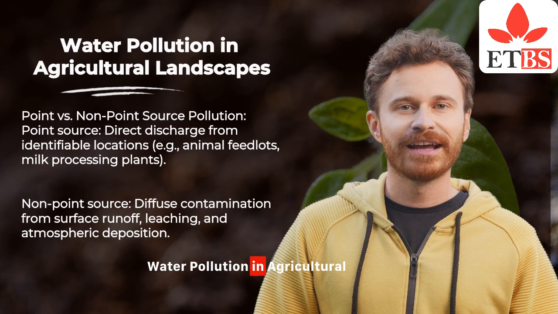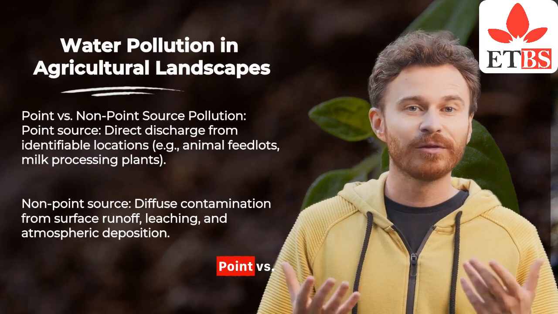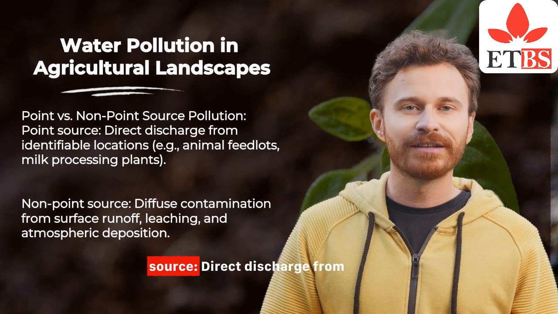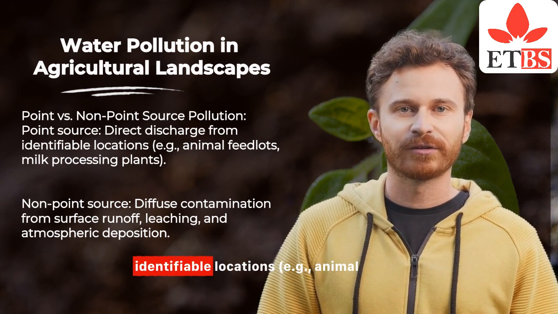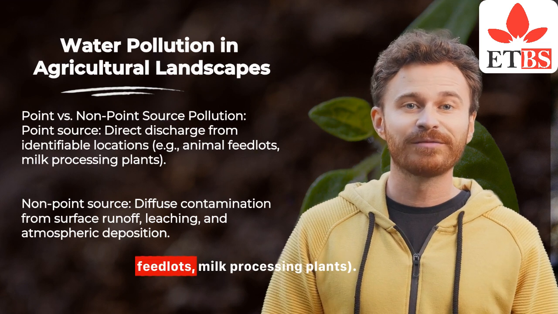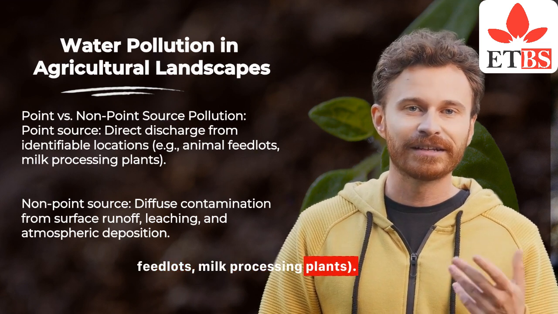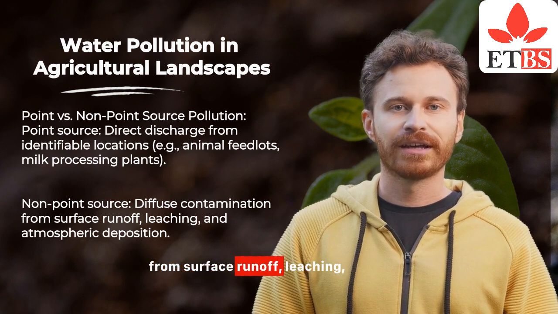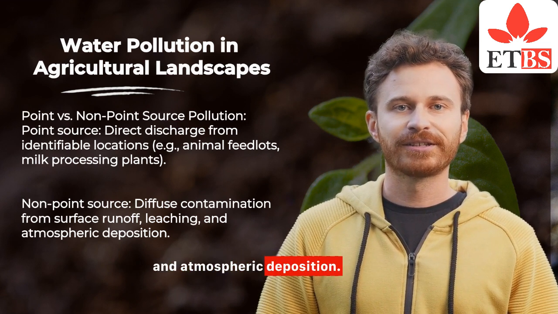Water pollution in agricultural landscapes. Point versus non-point source pollution. Point source: direct discharge from identifiable locations, e.g. animal feedlots, milk processing plants. Non-point source: diffuse contamination from surface runoff, leaching, and atmospheric deposition.